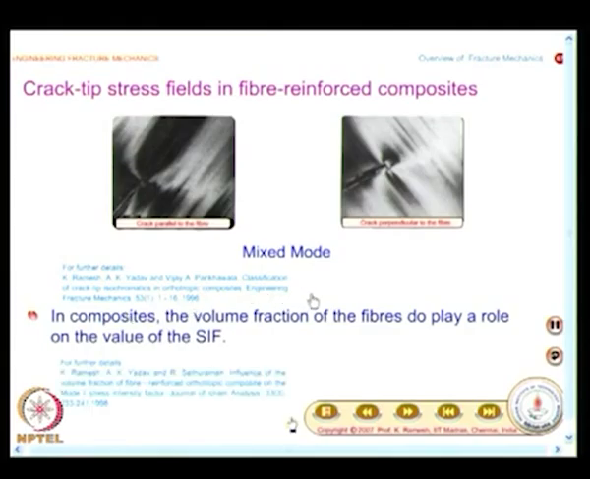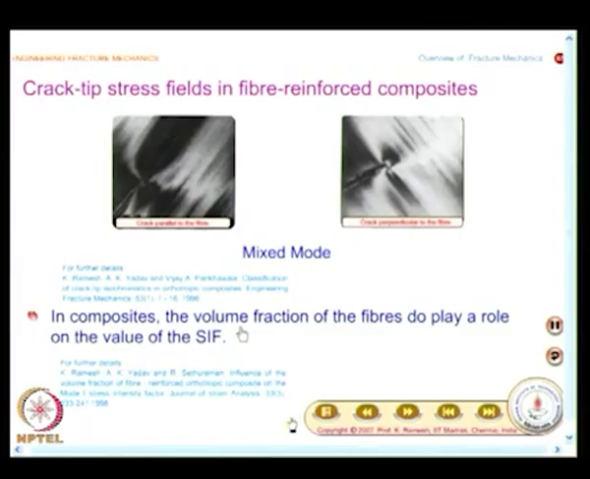And there is also another important issue. In the case of stress intensity factor determination, material parameters did not play a role in isotropic materials. What we have found was the material properties do influence in the case of composites. So, the volume fraction of the fibers does play a role on the value of SIF.